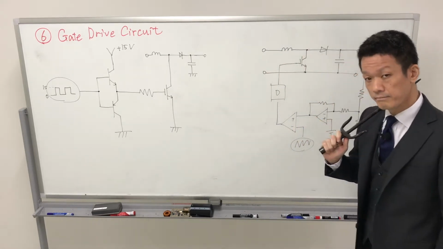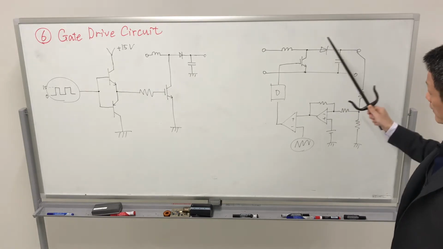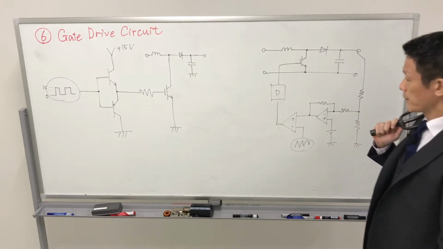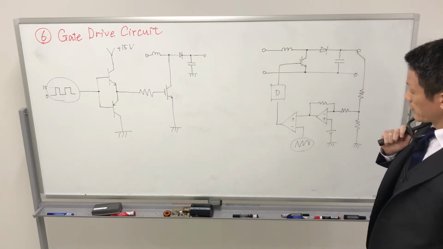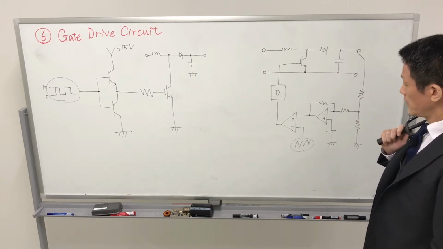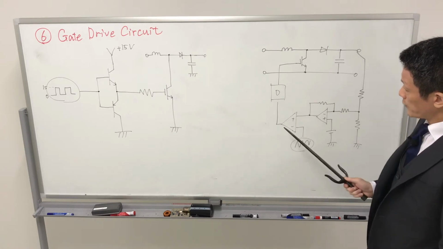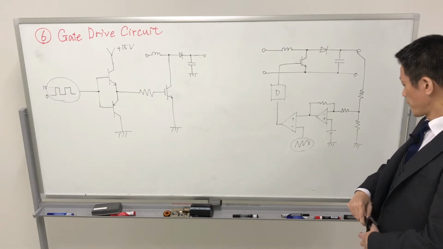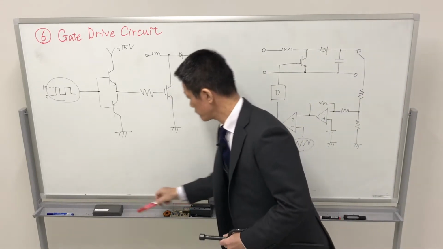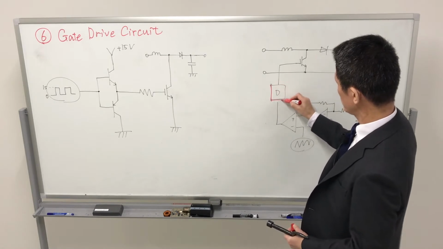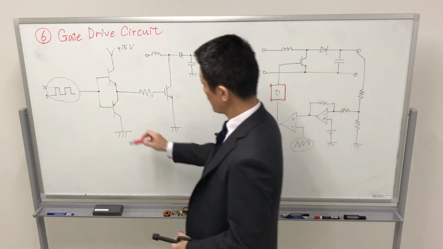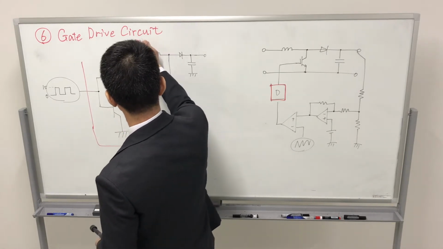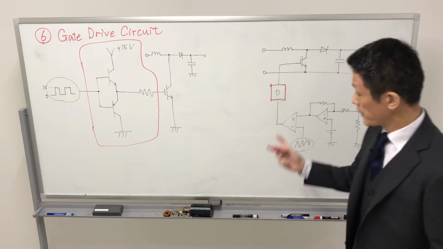Okay, let's discuss. This is a total system of the power electronics system using the analog circuit. Today's discussion is the gate drive circuit. This one is a gate drive circuit.